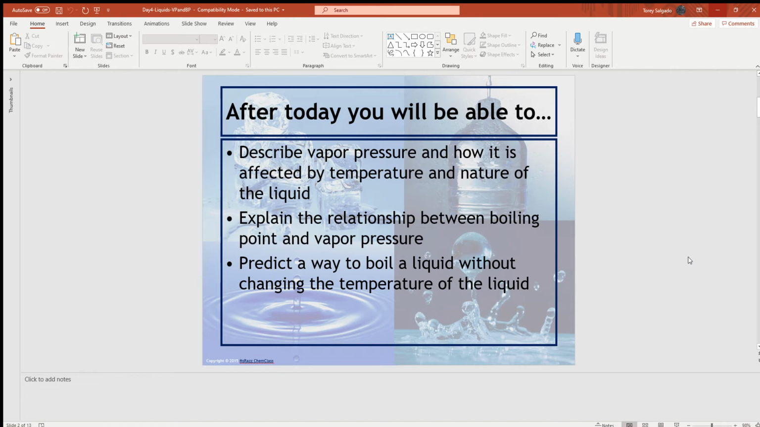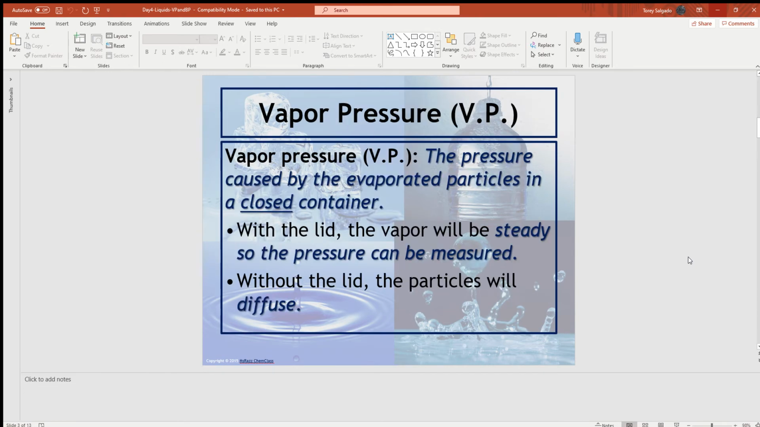And you're going to be able to predict a way to boil a liquid without changing the temperature of the liquid, which might sound a little bit crazy, right? Like, how would you do that? So let's go ahead and get started. Exciting stuff. So first thing we have to talk about is vapor pressure.